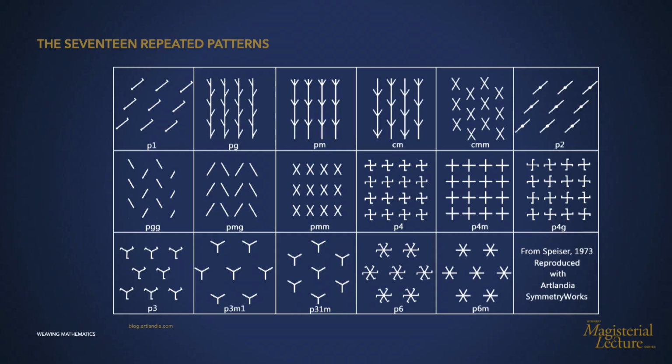That is why the symmetry group of a repeated pattern is called a plane crystallographic group. And it is a well-known result that there are only 17 plane crystallographic groups, and we can prove this mathematically. Now, take a look at these 17 repeated patterns on your screen. Each pattern is invariant under one of the 17 plane crystallographic groups.